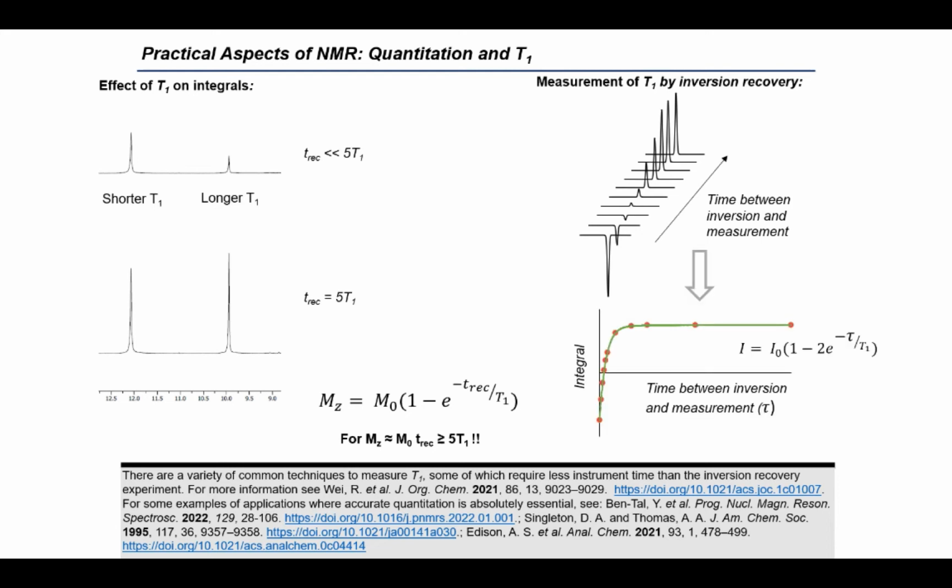So we can take the integrals of all of these peaks and plot them on a graph, like so, and then we can fit an equation to this data and pull out the T1 value. And a lot of this can be done automatically by a lot of NMR software. So you can run your T1 measurement and it can just spit out the number for you. Although it's always worth keeping an eye and making sure that the fitting is actually done properly.